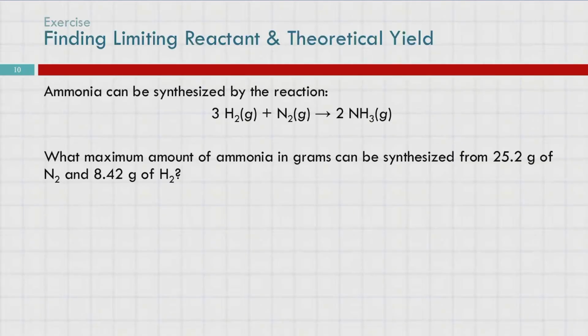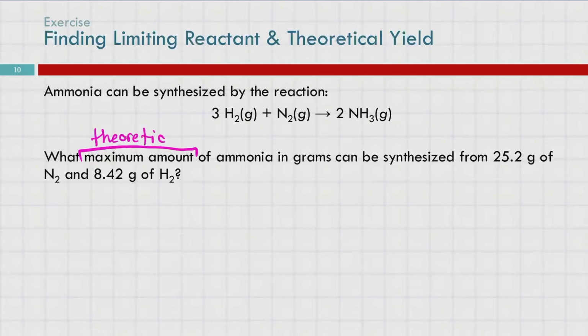All right. We are being asked to find the maximum amount of ammonia given some starting amounts. What does that mean that we're looking for? In the context of previous questions, what are we looking for? We're looking for the theoretical yield. That's the maximum amount that can be synthesized.